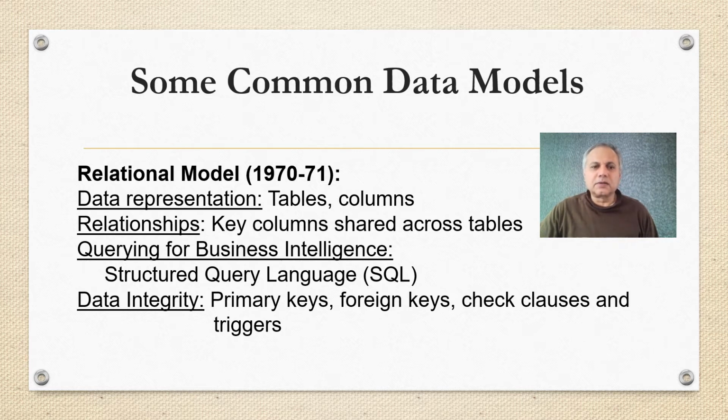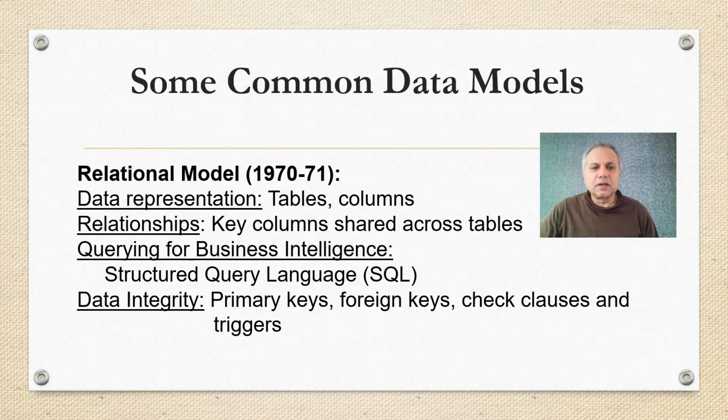Now let's see how data is represented in the relational model. The word relation pretty much means table. So data is represented in tables and columns. You could have a table for customers and a table for employees and a table for sales. And then the columns in each table would represent the properties or the attributes of the customers or the employees and so on.